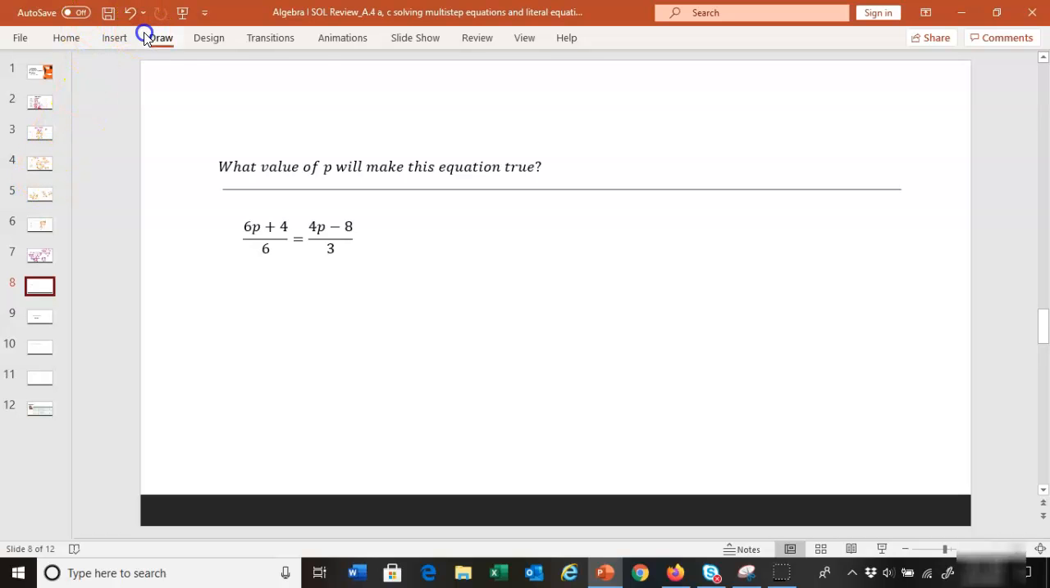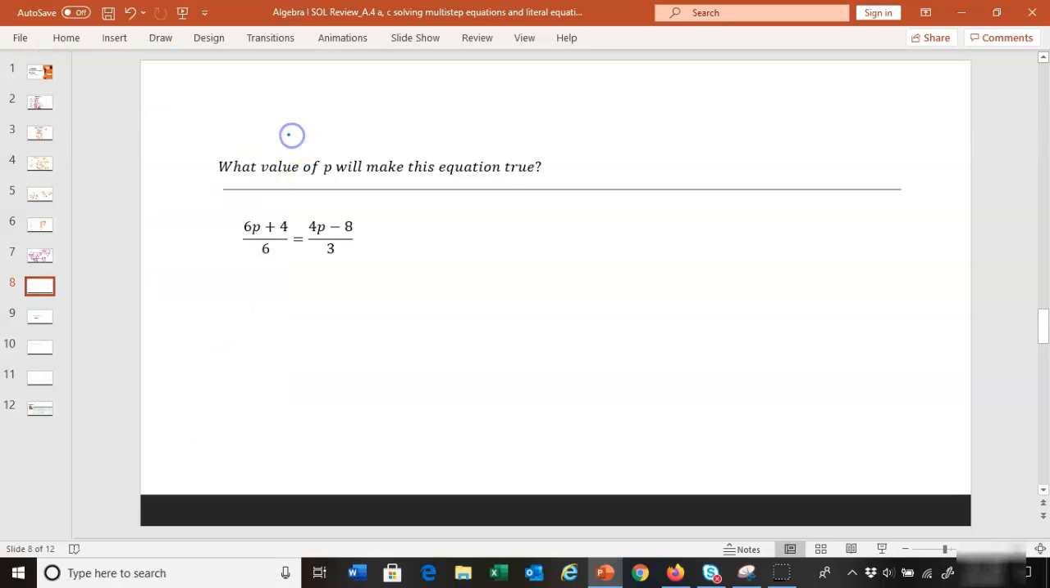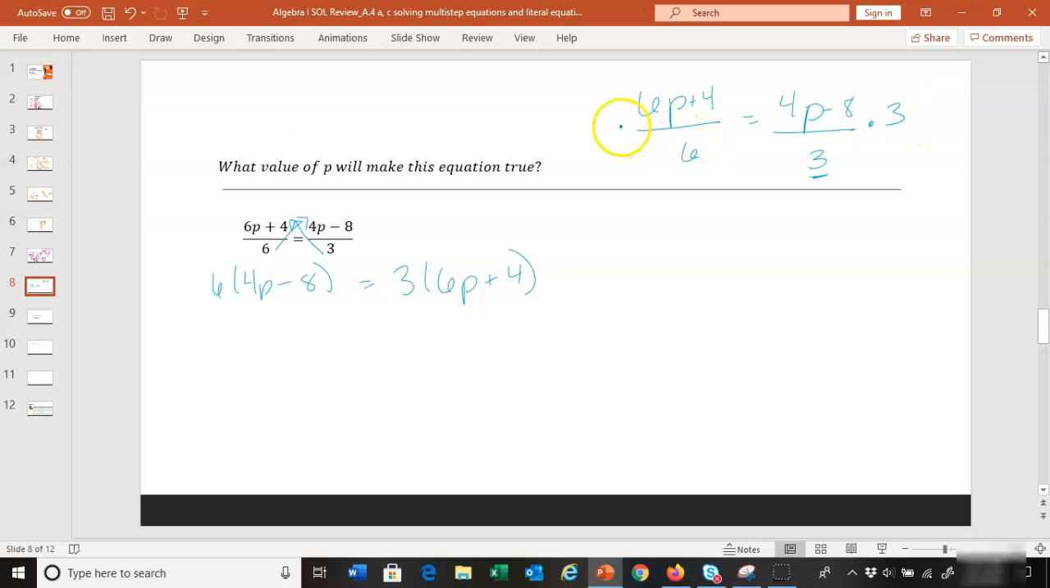All right, here's an example where we have two fractions, and we talked about this earlier with the inverse chart. When you have two fractions, you can cross multiply. So 6 times 4p minus 8, and then 3 times 6p plus 4. If you forgot that method, look, we know that we're dividing by 3 on this side, right? And the inverse of division is multiplication. So you could multiply both sides by 3.